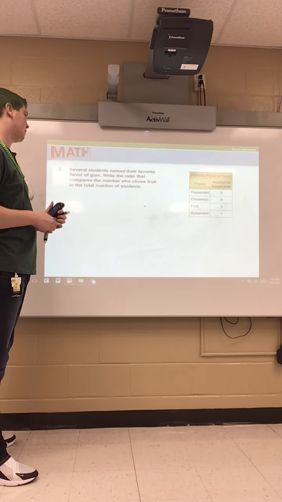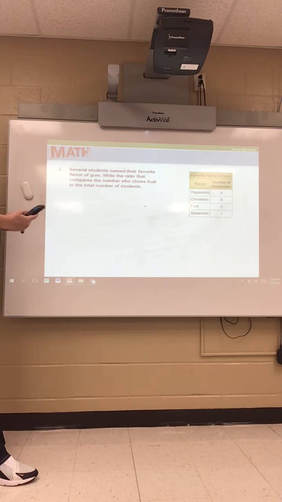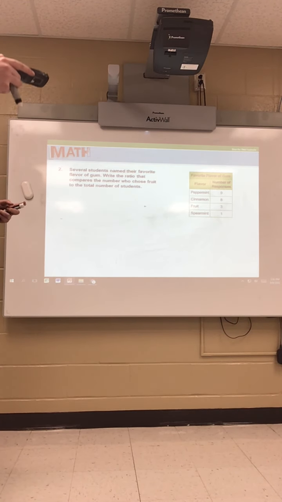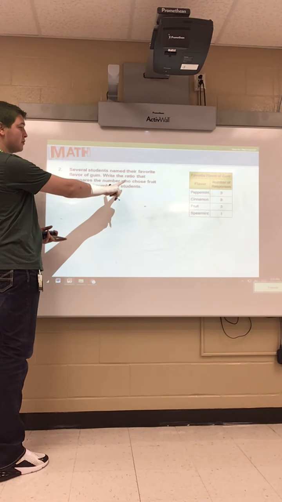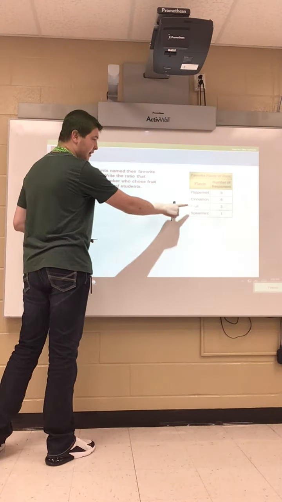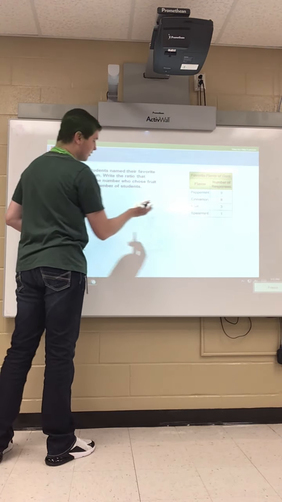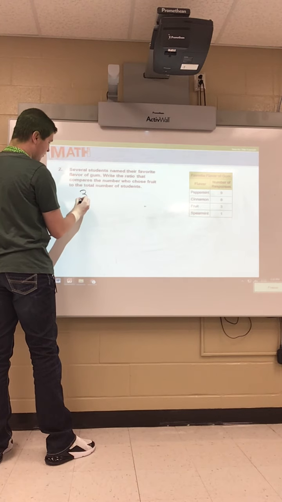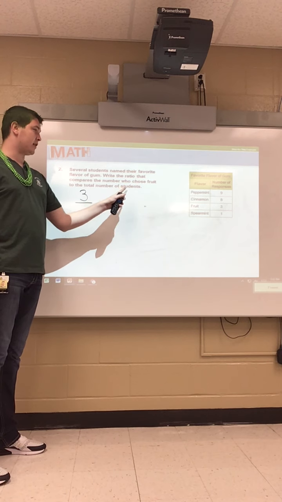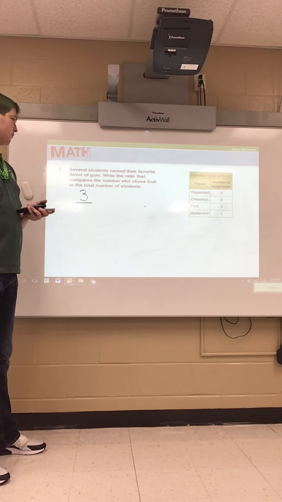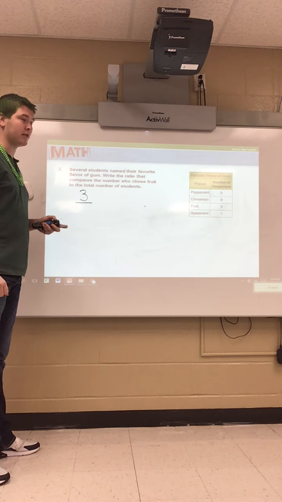Number 2. Several students named their favorite flavor of gum. Write the ratio that compares the number who chose fruit to the total number of students. So we can just come over here, find fruit, and that is 3. Now, to the total number of students.